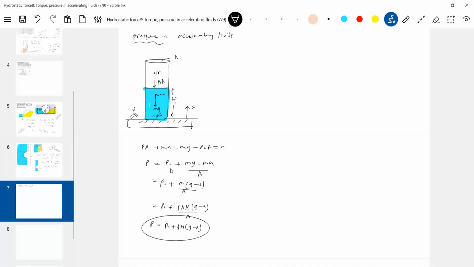For the person standing on the ground, the equation will be PA minus mg minus P naught A equal to Ma. Nothing big. And you'll calculate the pressure, which is greater than P naught plus rho g H. Okay, able to get this? That's the effective pressure. Now, if the platform accelerates down, what changes will you make?